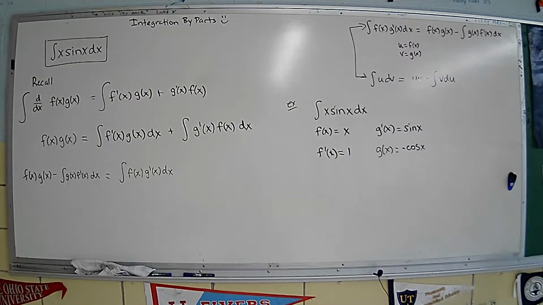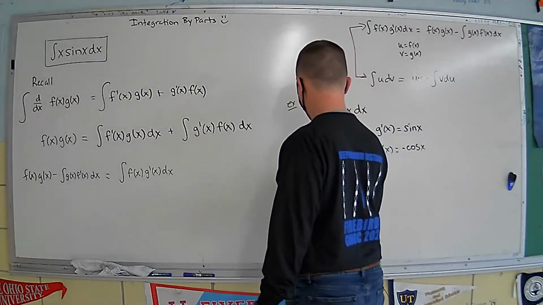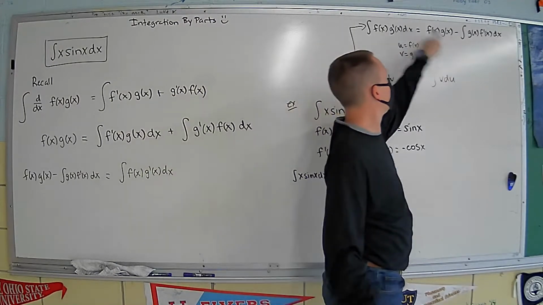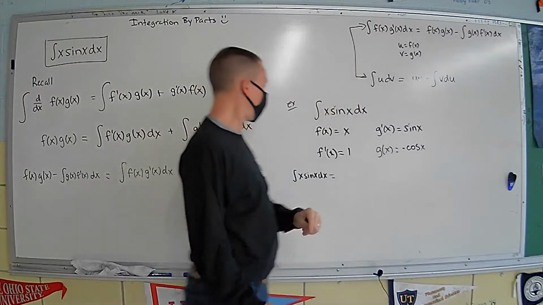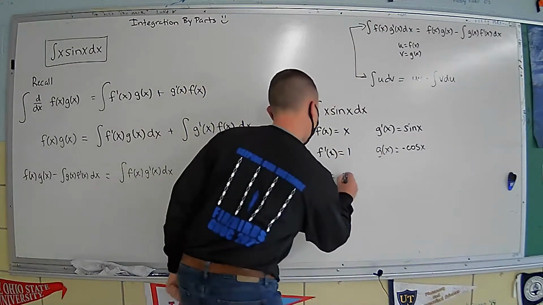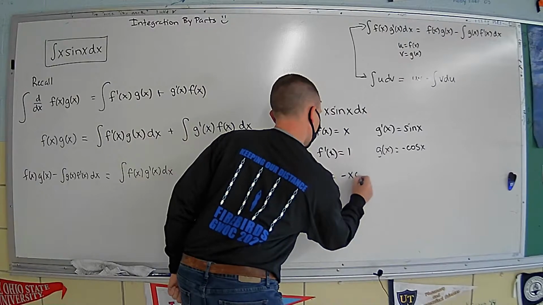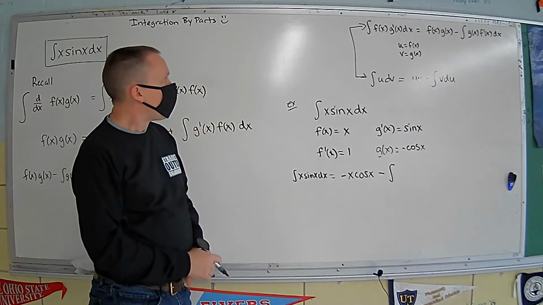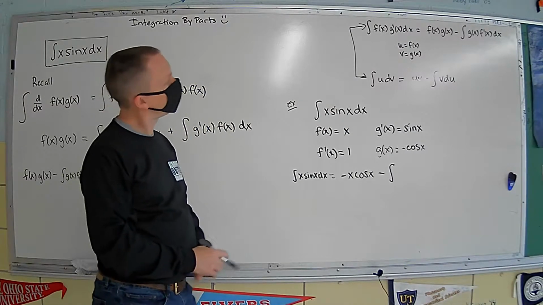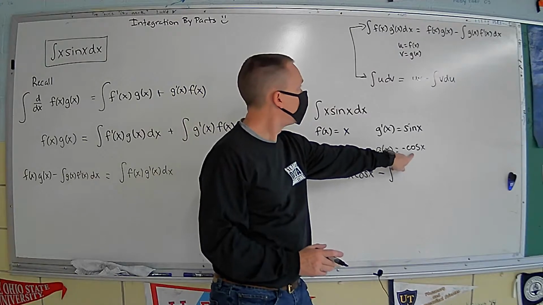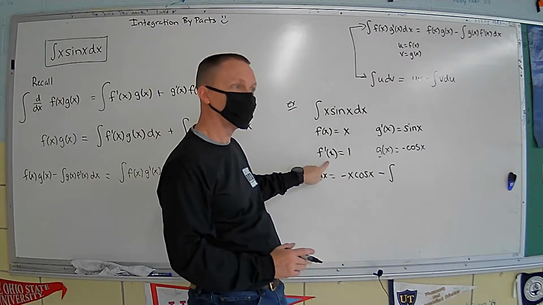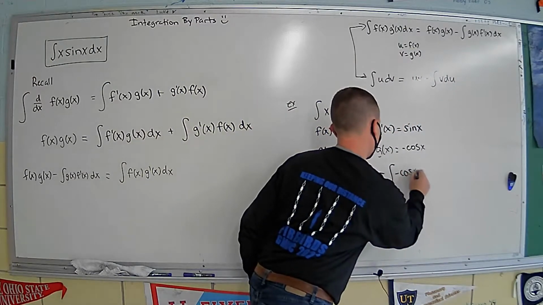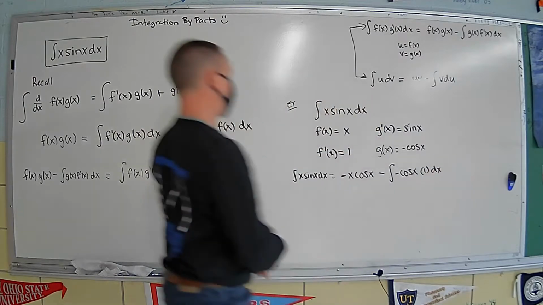Now all I do is just use the formula. I'm going to say the integral of x sine of x is equal to, what does the formula say to do? F times g. So maybe I can take the negative up front. Minus the integral of what? G, F prime, right? So negative cosine of x times 1 dx.